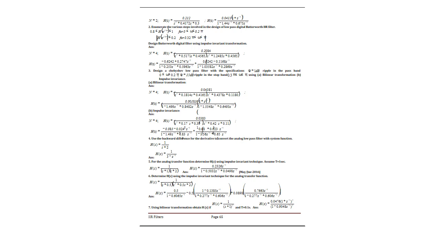Next, use the backward difference for the derivative to convert the analog low pass filter with the system function. Here H of s is given, that is 1 by (s plus 2). For that we have to find out H of z. Likewise, for the analog transfer function we have to determine H of z using the impulse invariant technique.